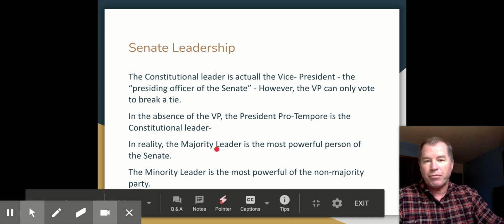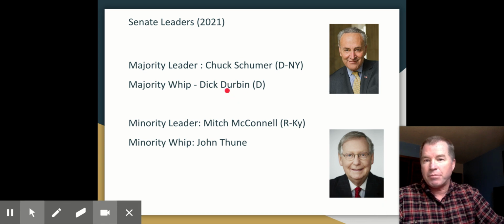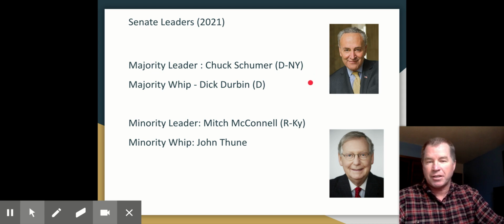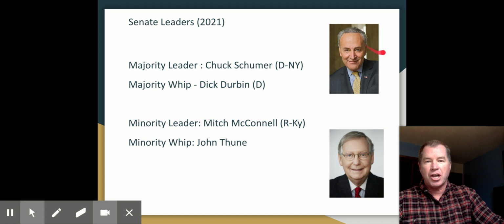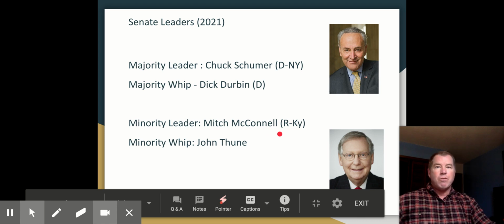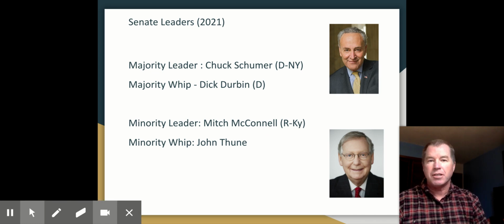And then the minority leader. Currently, the majority leader is Chuck Schumer. The majority whip is Dick Durbin, which I probably won't test you on. I'm not going to give you the name. I just gave it to you. I don't give you the picture. This is Chuck over here, and this is Mitch McConnell over here. Mitch McConnell is the minority leader. He was the majority leader for the last 16 years.